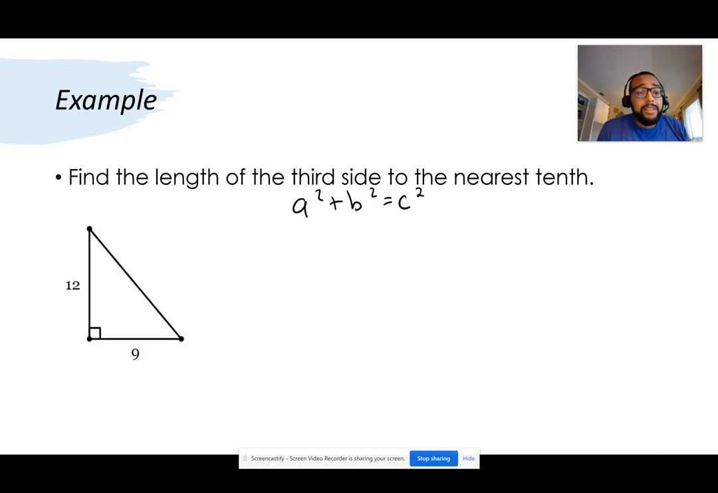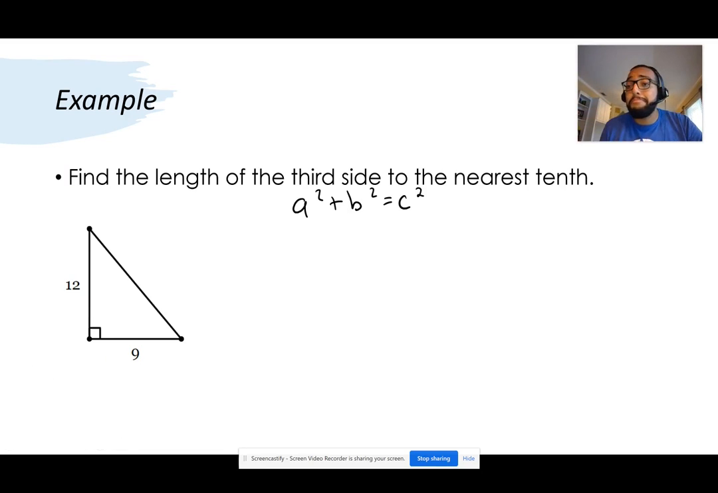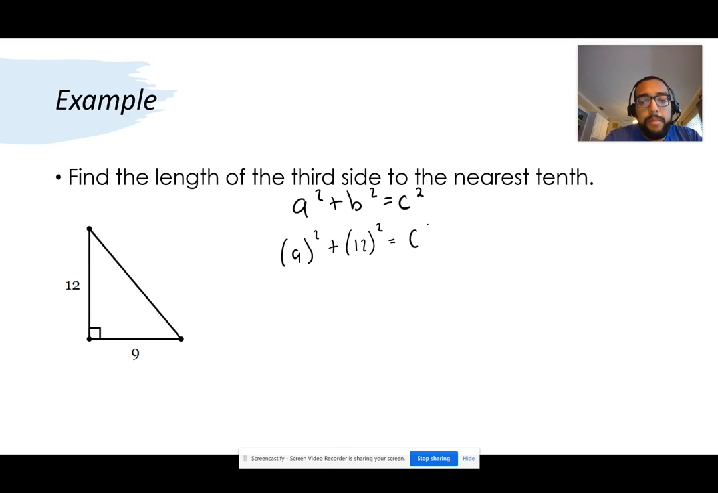Last time I said the number right here was a. Just to switch it up and show you that it doesn't matter, I'll say that one is b. So for a, let's say 9 squared. b will be 12 squared, and that is c squared. Now, 9 squared is 81, and 12 squared is 144.